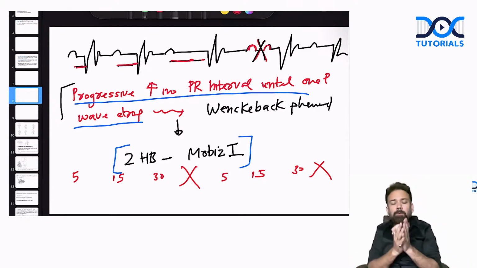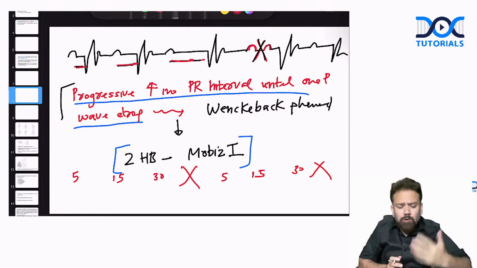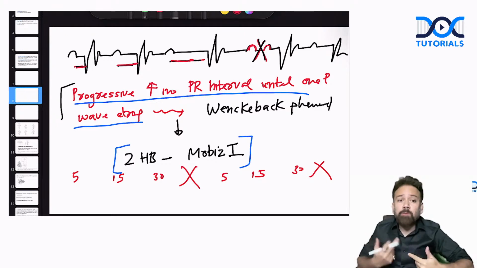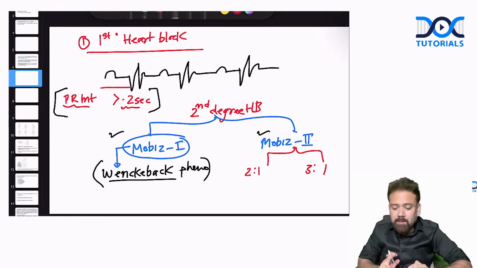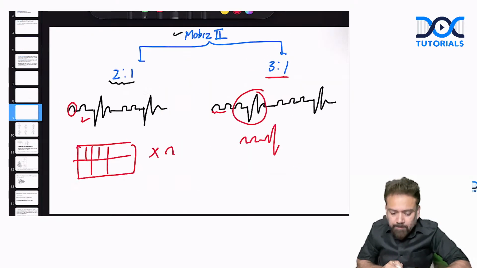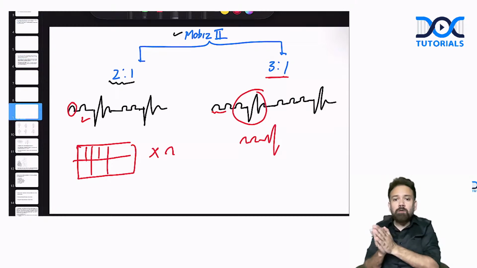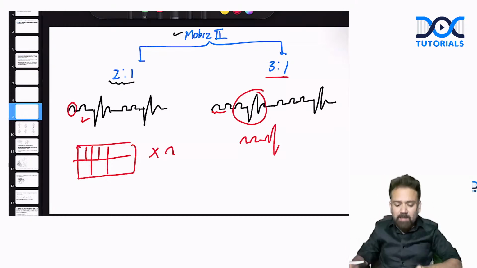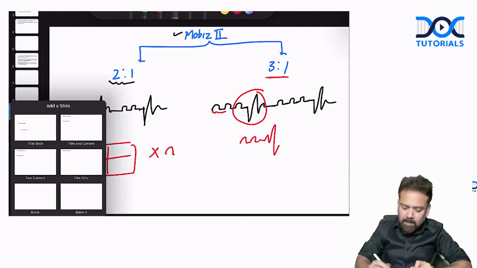See, in MBBS, the purpose should be that you must understand and learn also. There is no time to revise. So in the class itself, try to understand and try to remember also. So I hope now you will not forget about the first degree, second degree, and third degree. Clear? Okay. So this is about second degree, 2:1, Mobitz 2, 3:1, Mobitz 2. So Mobitz 1 is Wenckebach, and this is now about third degree heart block.